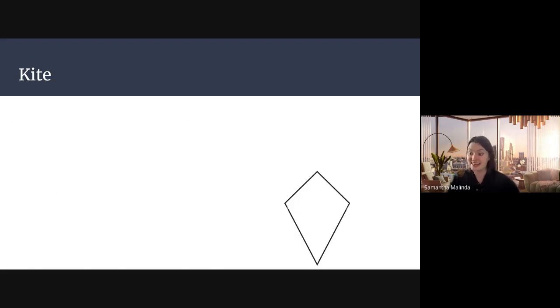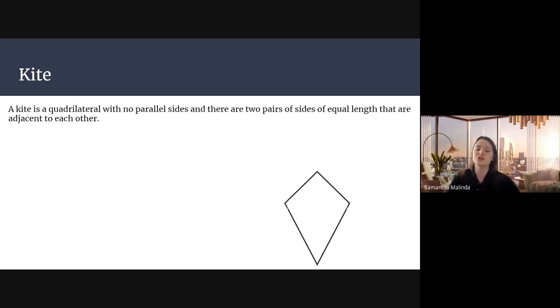Let's do the kite. This is not a parallelogram. We are away from parallelograms and going into the kite. A kite is a quadrilateral with no parallel sides. There are two pairs of sides of equal length that are adjacent to each other. So the one that makes the top of the kite and the one that makes the bottom of the kite are congruent to each other. So two pairs of adjacent sides are congruent, shown with the lines.